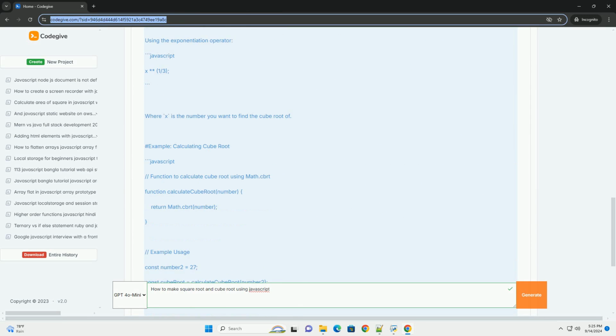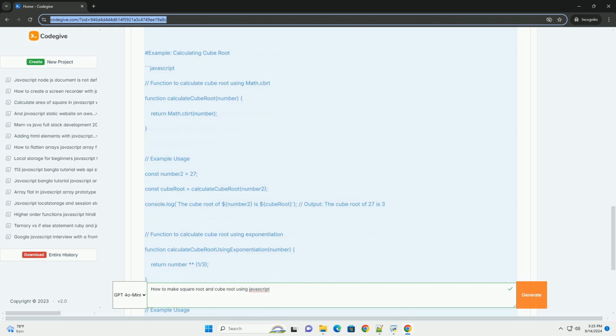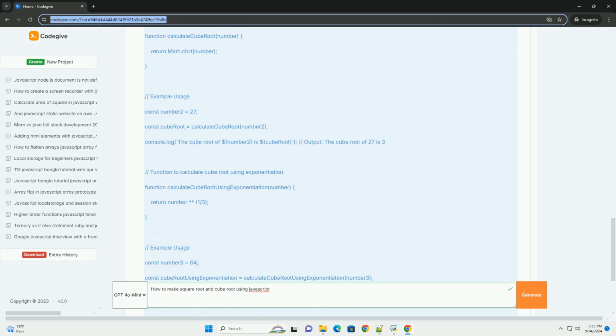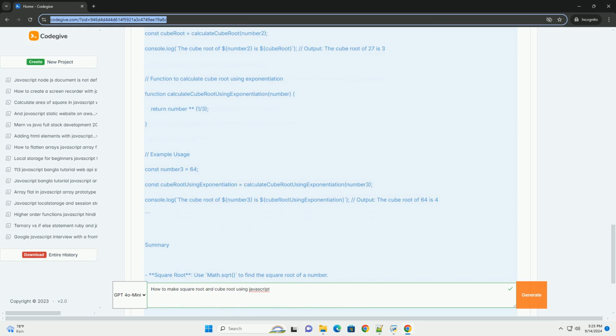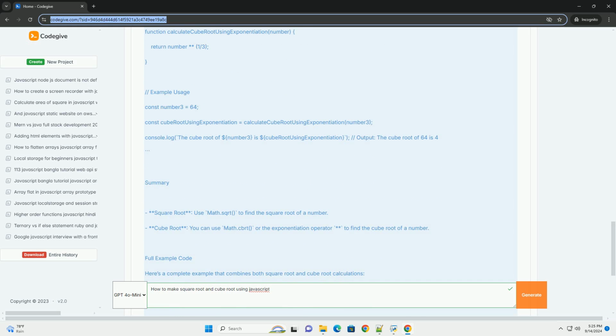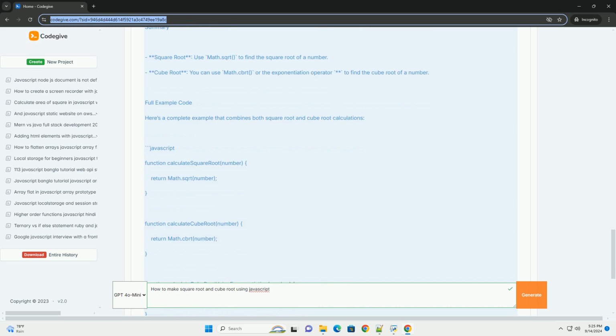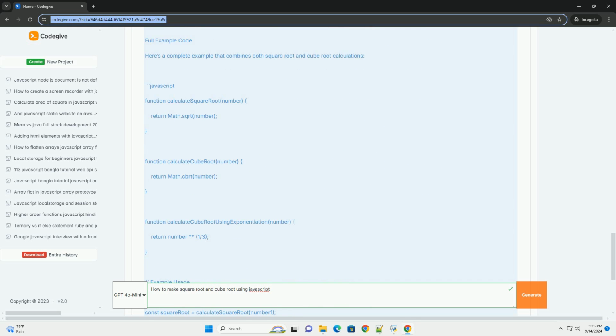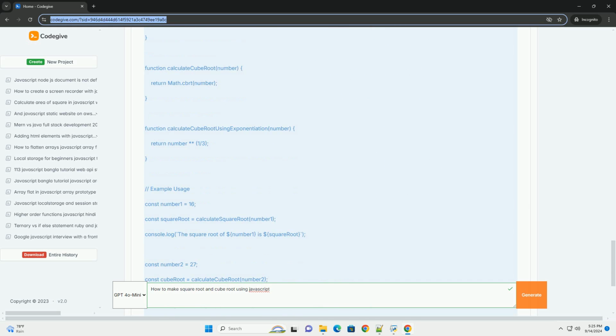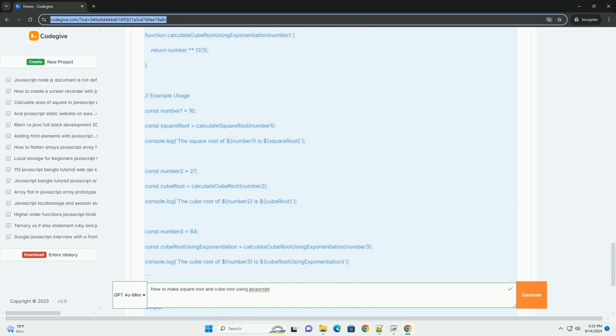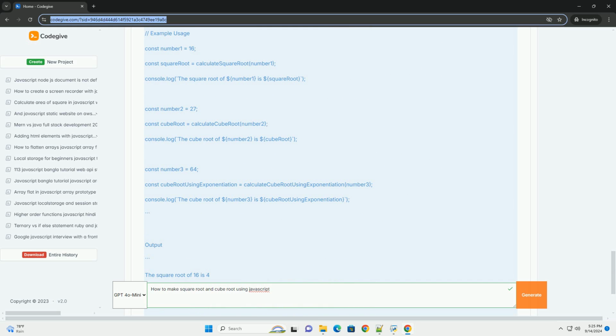For cube roots, the Math.cbrt function can be employed, which operates similarly by accepting a number and returning its cube root. Both functions handle positive and negative numbers appropriately, with the square root of a negative number resulting in not a number, while the cube root can return a real number.